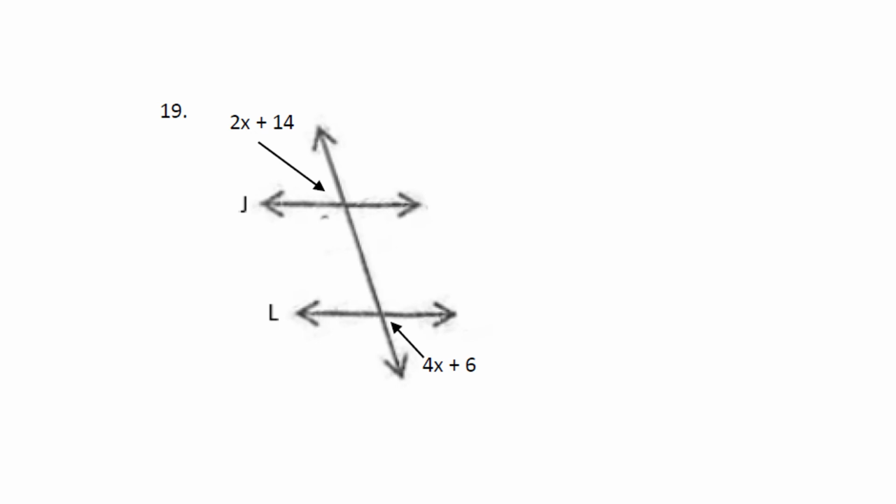So number 19, the two angles that we are looking at are on the outside of the parallel lines, and they're on opposite sides of the transversal, which means they are alternate exterior. And we know that alternate exterior angles are congruent, which means they're equal. So I'm going to take the two angles and set them equal to one another. And then we solve for the x.